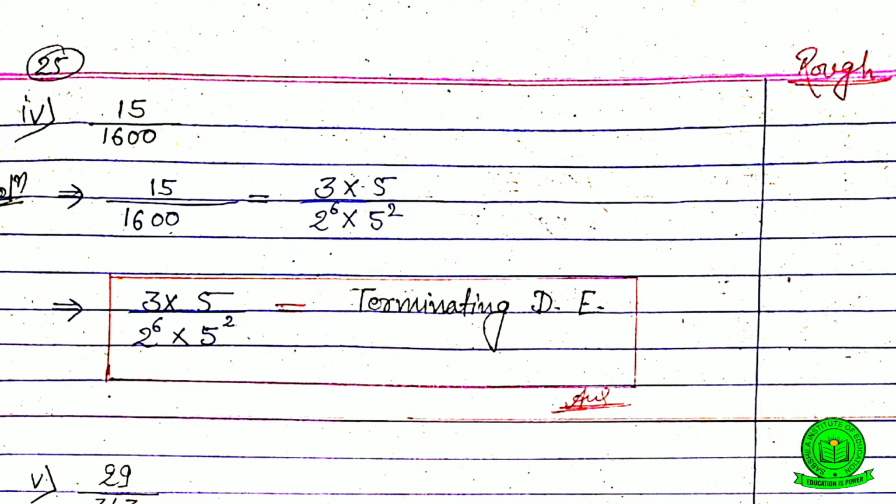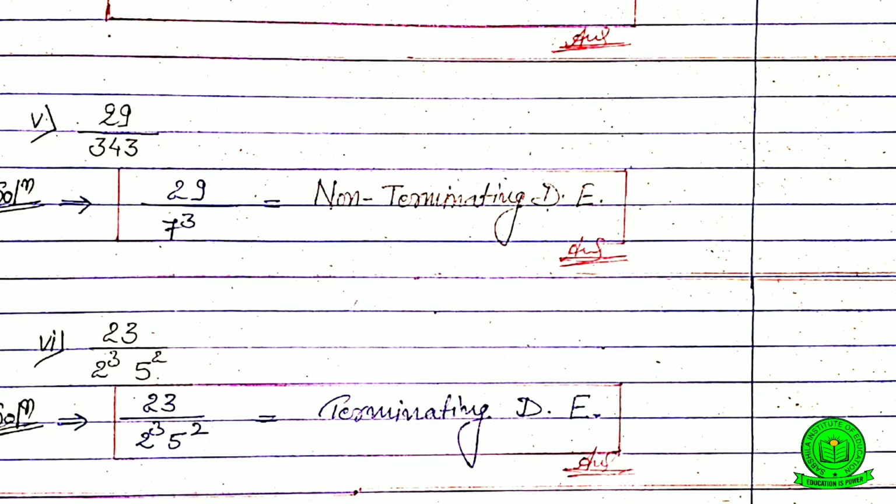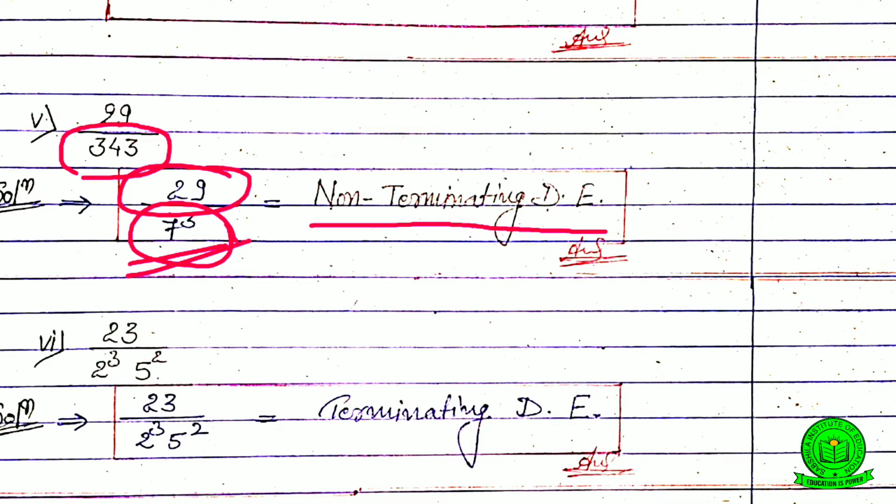See question number 5. Here 29 is a prime number, so 29 will be 29. If you find the prime factorization of 343, you will get 7 into 7 into 7, which can be written as 7 to the power 3. Here is 7 in the denominator, so it will be a non-terminating decimal expansion.